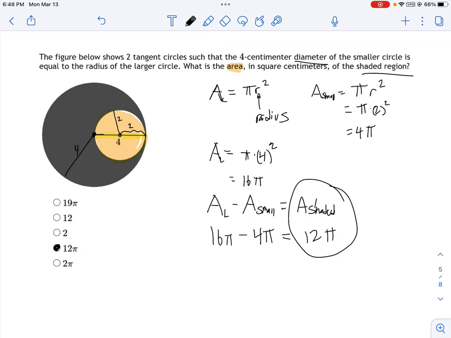So just make sure you're reading your directions carefully. If it says the area of the shaded region, be careful, the shaded region isn't the entire thing. It's without this little circle. So if you're looking for an entire portion, make sure you're reading that carefully.